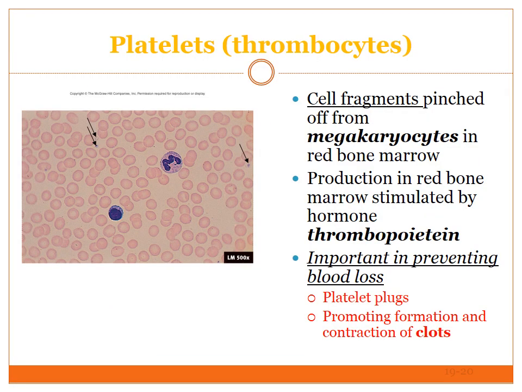The final cell type that comprises the formed elements of blood are the platelets. These are also known as thrombocytes. Remember that platelets are not complete cells. They're cell fragments that have been pinched off from a mother cell known as a megakaryocyte, which is also in the red bone marrow. The production in the red bone marrow is stimulated by the hormone thrombopoietin to create these thrombocytes. Remember that platelets have a primary function in preventing blood loss. They can create platelet plugs, which are important in the process of creating a clot that will stop bleeding from an injured blood vessel.